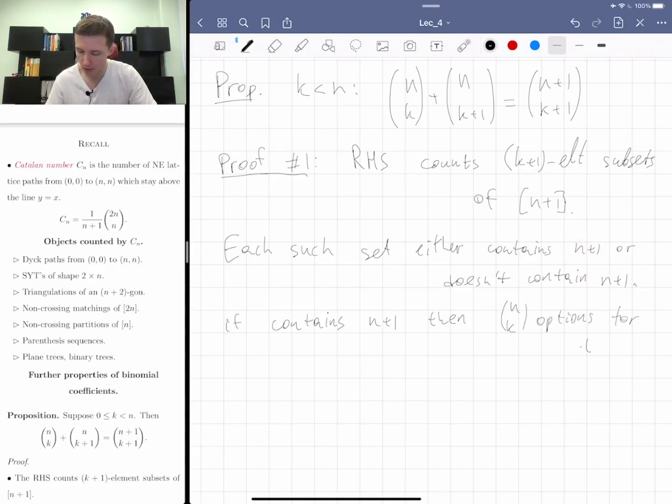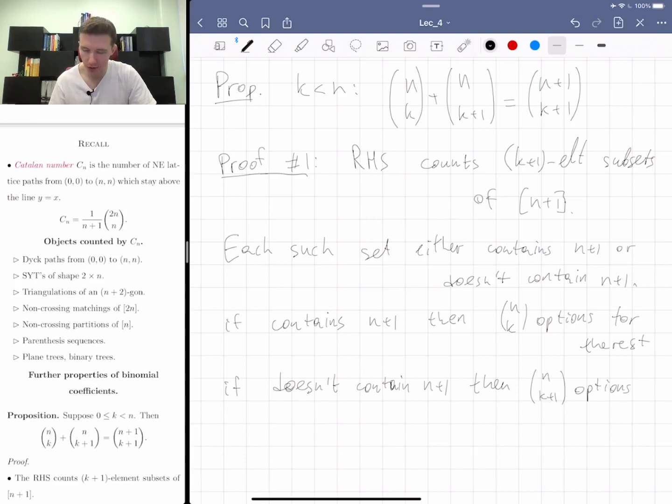For the rest, right? Because you have to choose the remaining k elements out of the remaining n elements. If it doesn't contain n plus 1, then all of your k plus 1 elements have to belong to [n]. So then you get n choose k plus 1 options.